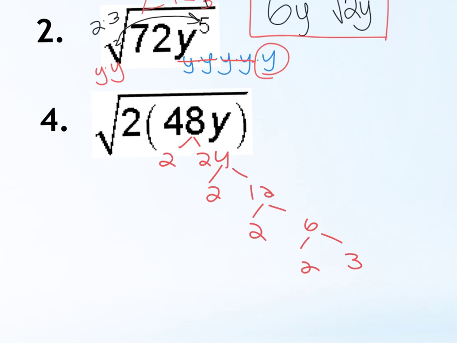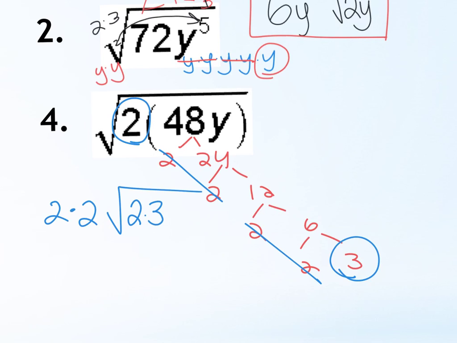Now the 2's get canceled out in pairs, right? So this is a 1 pair of 2's. I'm going to bring 2 to the outside. A second pair of 2's. The second one goes to the outside. And then I've got this 2 left over that doesn't have a match. And I have the 3 left over that doesn't have a match. So underneath here is 2 times 3, and the y that doesn't have a match, so it stays underneath. So on the outside is 4, and on the inside is 6y.